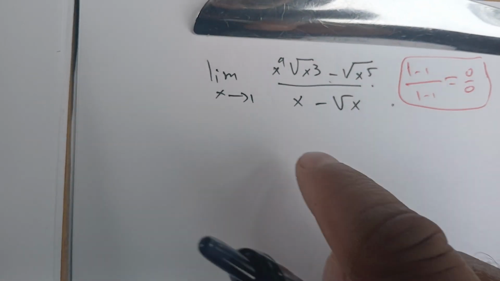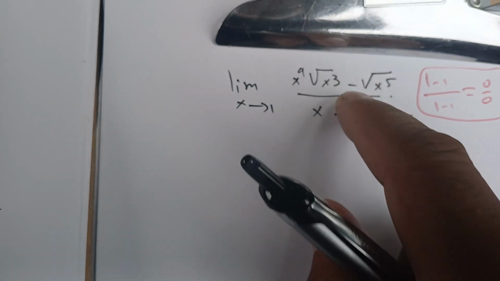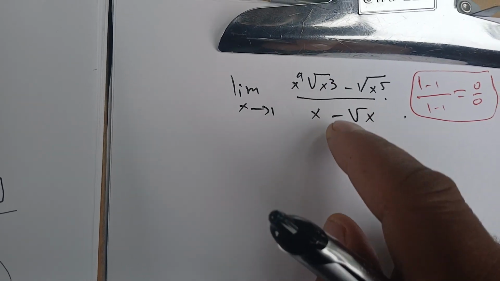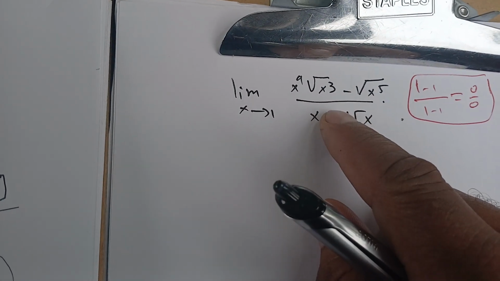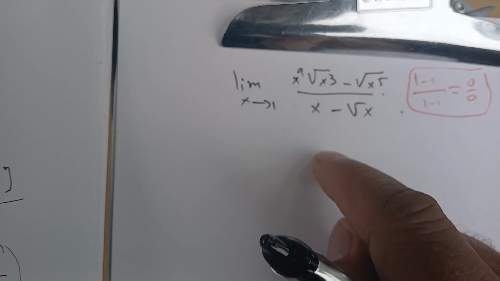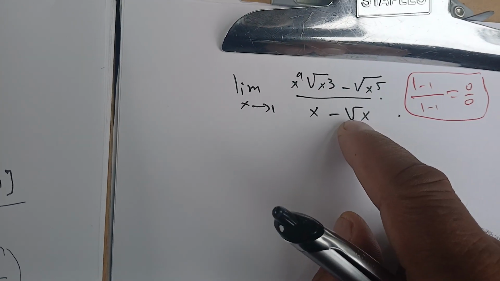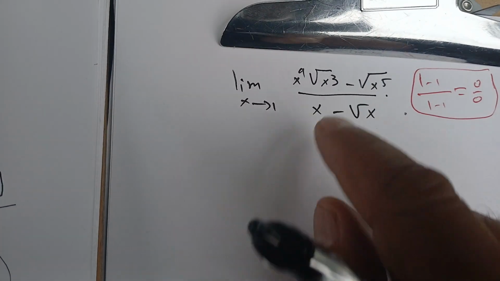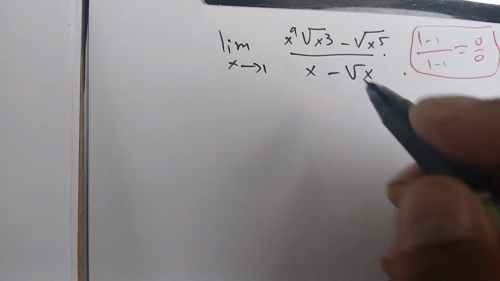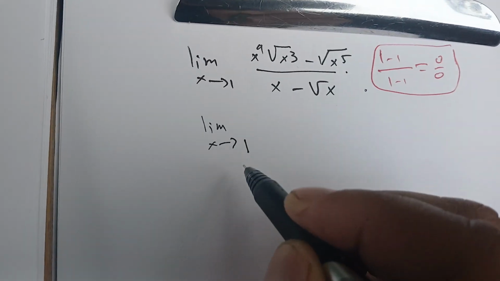But here we can do some simplification. We have to do the multiplication by the conjugate, but in this form, we have to do a double multiplication by the conjugate. So we have to multiply the top one by its conjugate and the bottom one by its conjugate because we have this radical. The problem is this radical here. So the easiest way is to try to do some factoring first. So we can write this problem as the limit as x goes to 1.